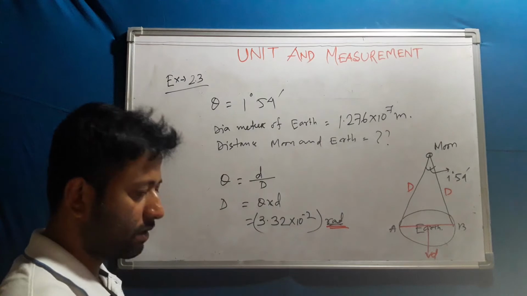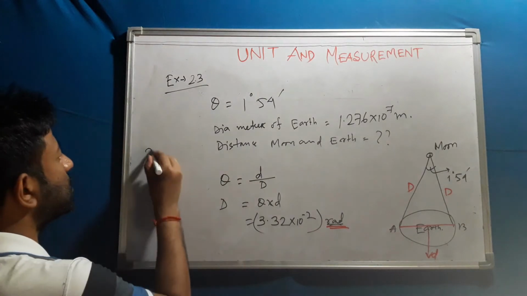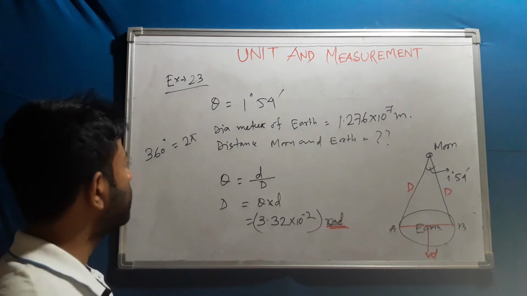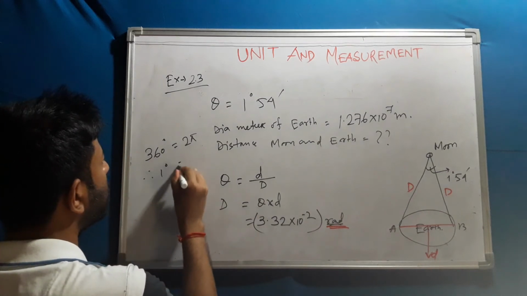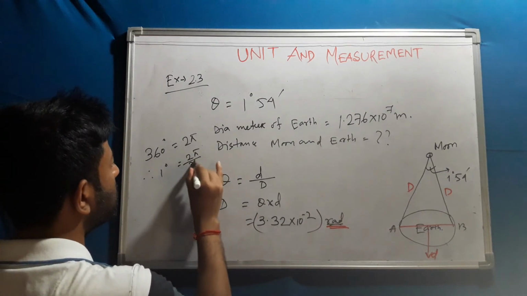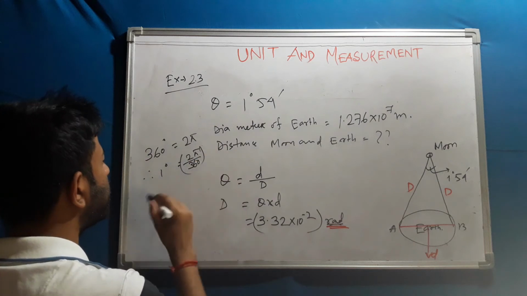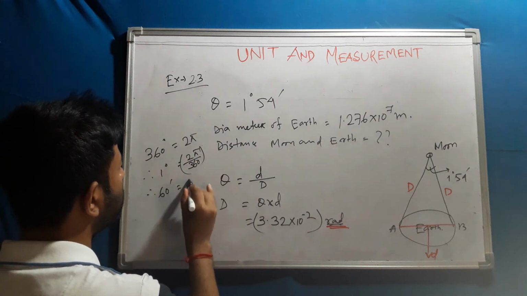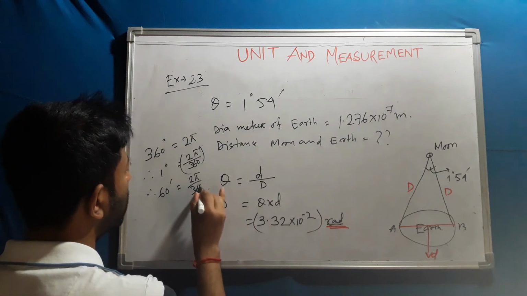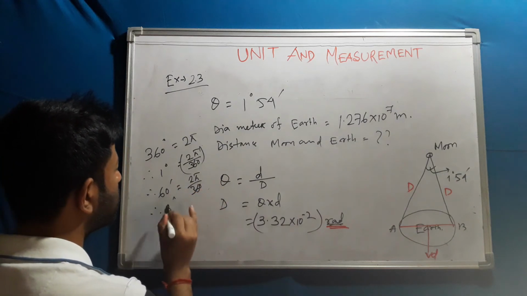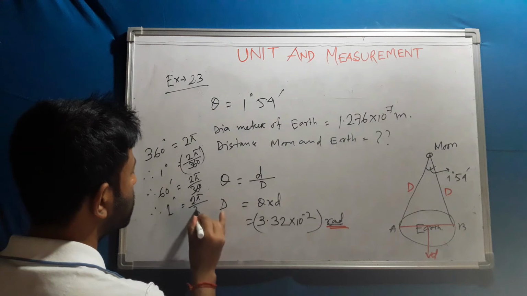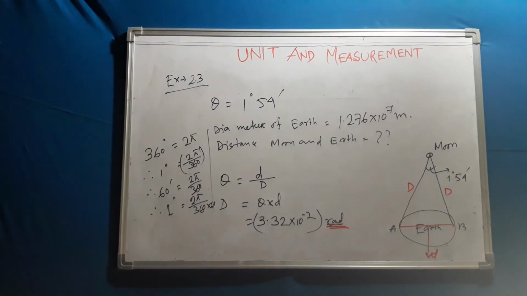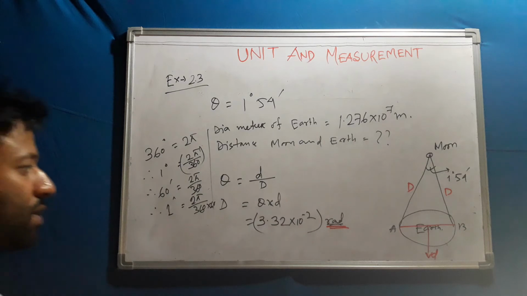How will we convert this into radian? Because we know 360 degree equals 2 pi radian. So 1 degree equals 2 pi by 360. So this should be converted into radian, and since 60 minutes is 1 degree, 1 minute equals 2 pi by 360 into 60. So this is the method to convert into radian. You must remember this should be in radian.